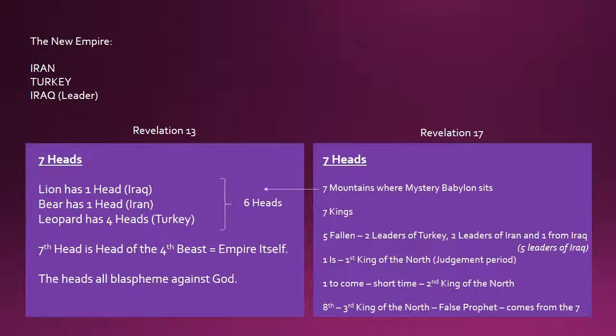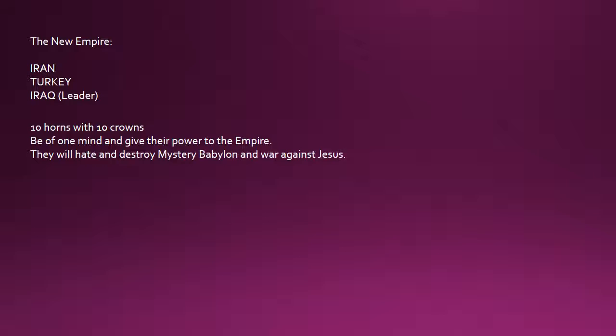So I think at this point we know more about the Beast Empire and also touched on the leader of it. But we are given more detail. We are also told this beast has 10 horns with 10 crowns. We know these match the 10 toes of Daniel 2, and that the 10 horns are 10 kings who give their power to this empire, and who get together to destroy Mystery Babylon, as shown in Revelation 17.